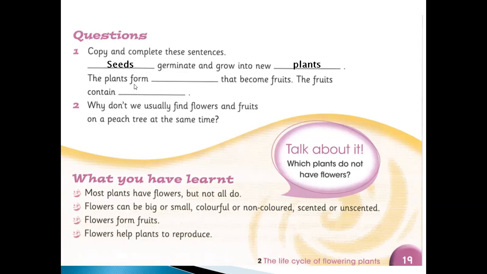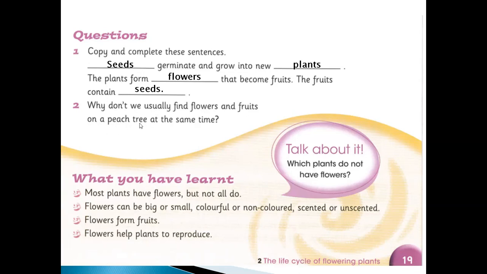The plant forms blank that become fruit: flowers. The plants form flowers. That is, plants make flowers which will change into fruit, or become fruits. The fruits again contain seeds. The fruit contains seeds. This is the life cycle of a plant. It contains seeds, which again change into plant, again flower, and then again seed. Like this it will continue.